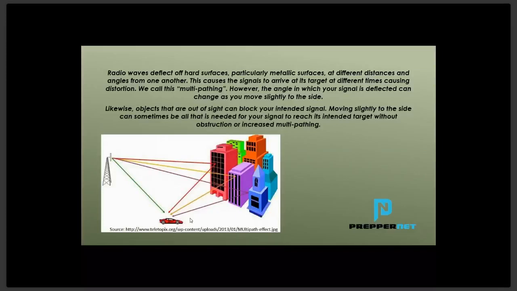So multipathing all means is that your signal is taking multiple paths, and because of that, they're arriving at the same location but very slightly behind one another. So it creates distortion, a kind of weird audio. You can kind of tell when it's multipathing. Sometimes it sounds a little bit like an echo.